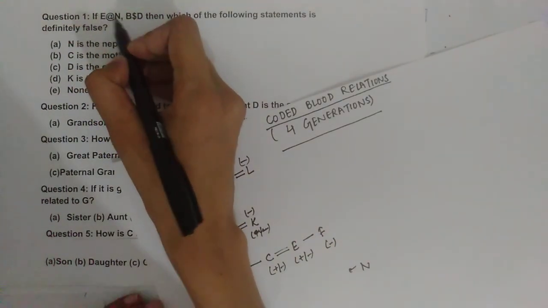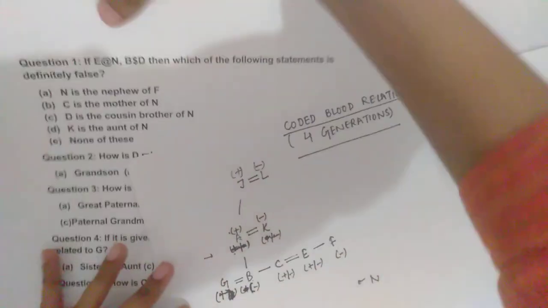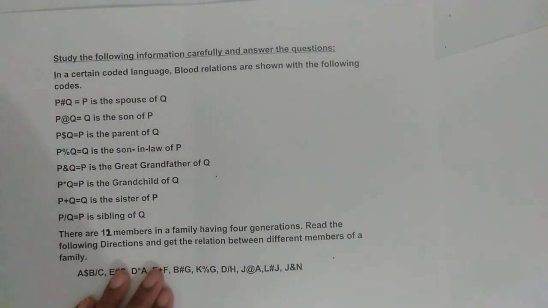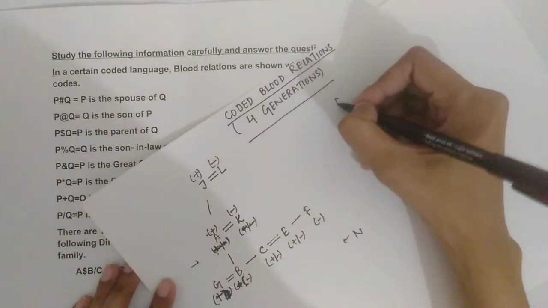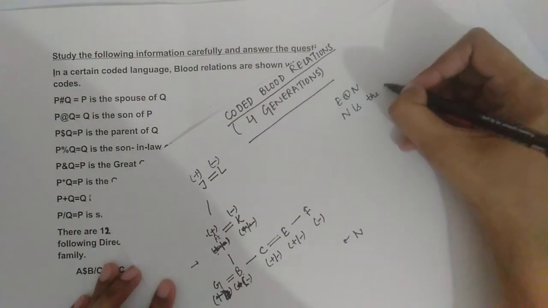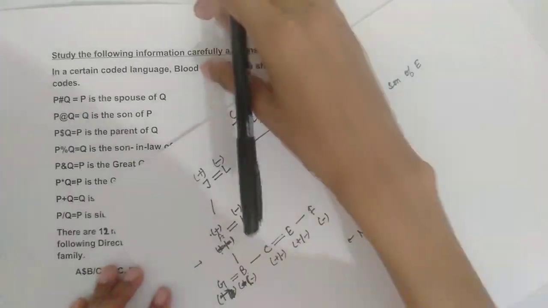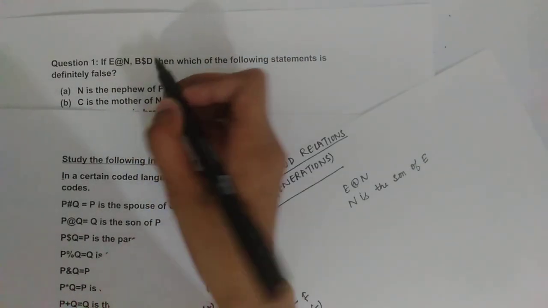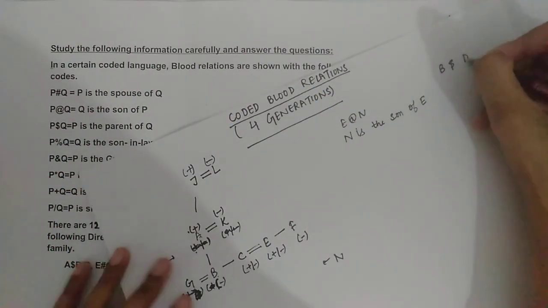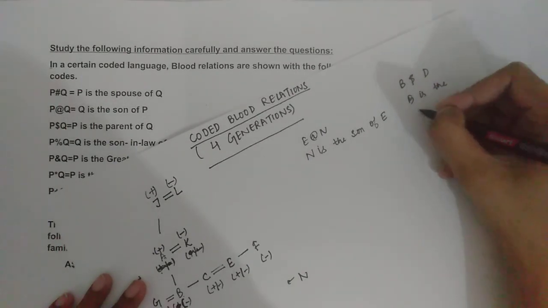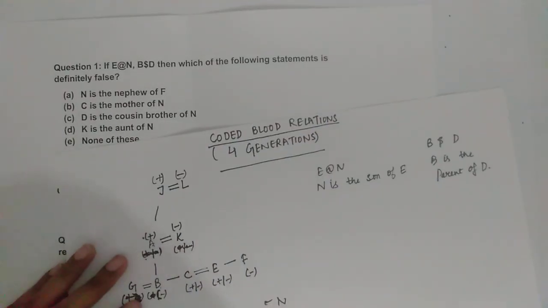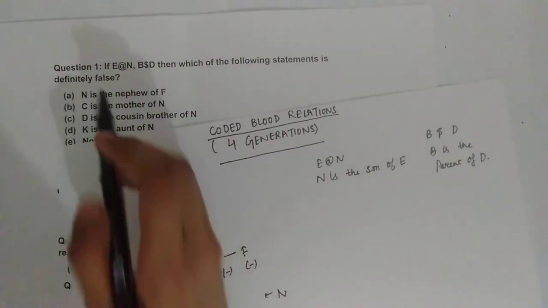If E at the rate N, E at the rate N means N is the son of E. Next, B $D. B $D means B is the parent of D. Now see, which of the following statements is definitely false?